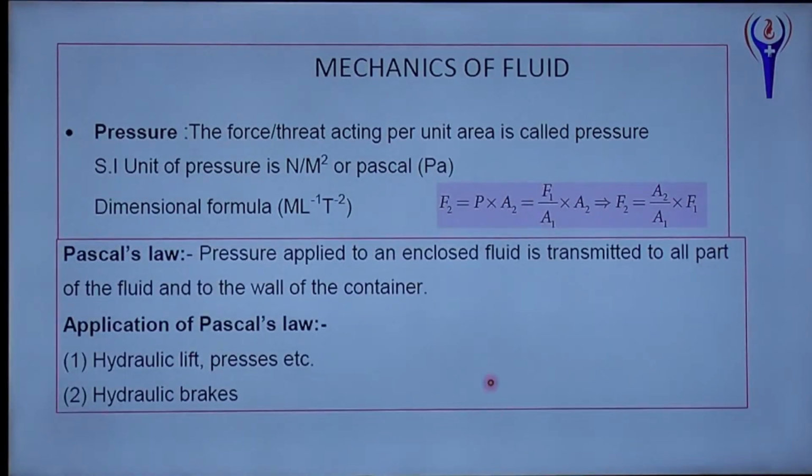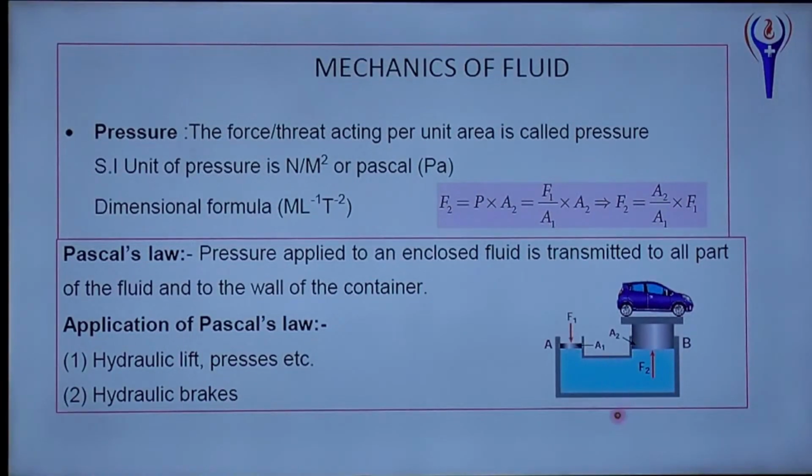And this is from Pascal's law, that is, pressure applied to any enclosed fluid is transmitted to all the fluid and the wall of the container equally. And from that only, F2 by A2 equal to F1 by A1, that is the formula. So F2 equal to A2 by A1 into F1, and its applications are hydraulic lift, hydraulic press, hydraulic brakes. This is a hydraulic lift. Small force applied here to lift the big force or big weight, like a car-like structure.